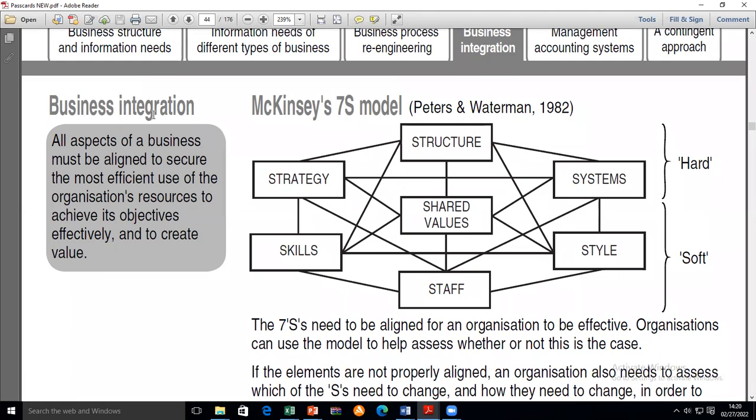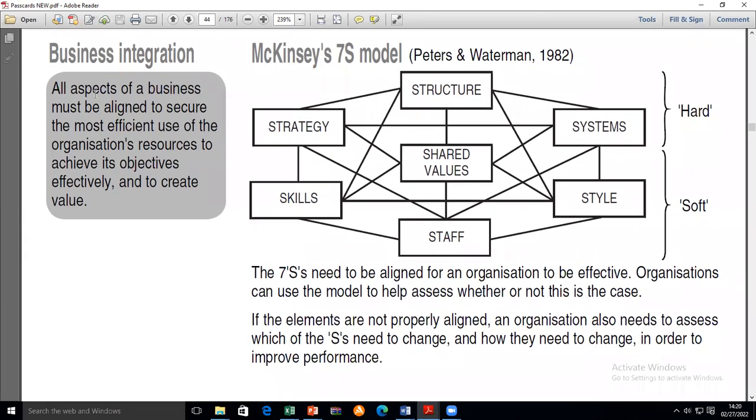This is an example of what we call business integration. We want improved performance. So how can we improve performance? Well, we have what we call business integration models. And one of the models is the 7S model. For good performance, for an organization to perform more and achieve its objectives, there's a need for an integration of the various components of the organization. All aspects of a business must be aligned to secure the most efficient use of the organization's resources to achieve its objectives effectively and to create value.